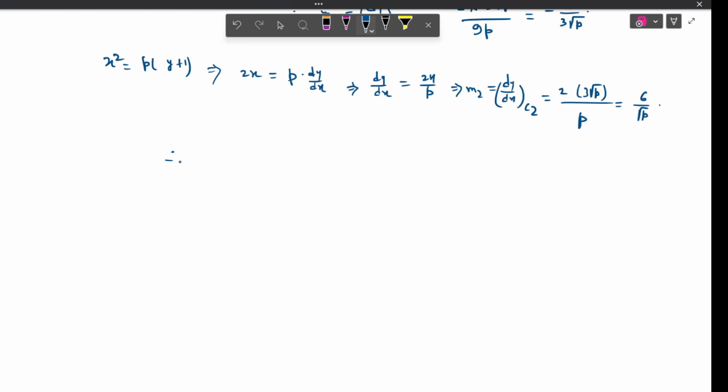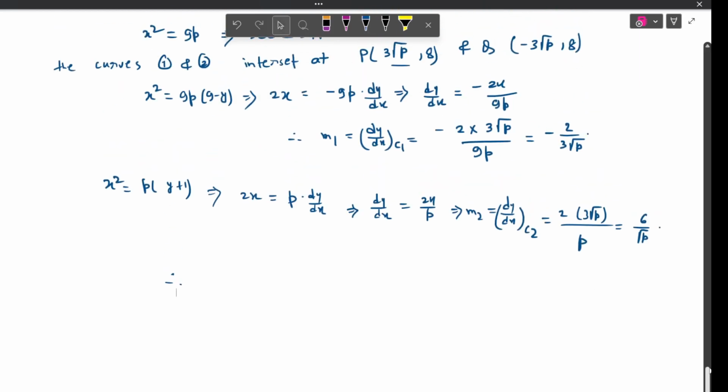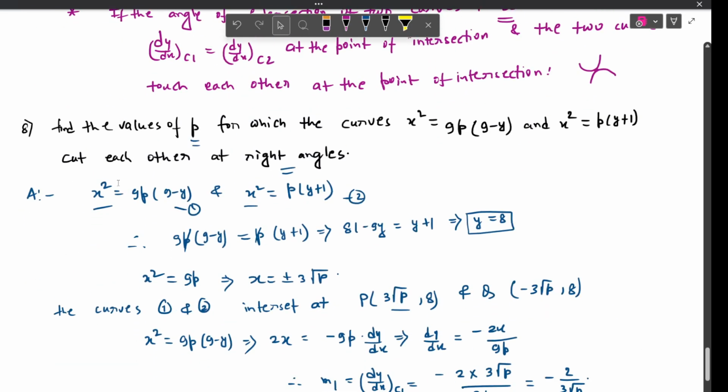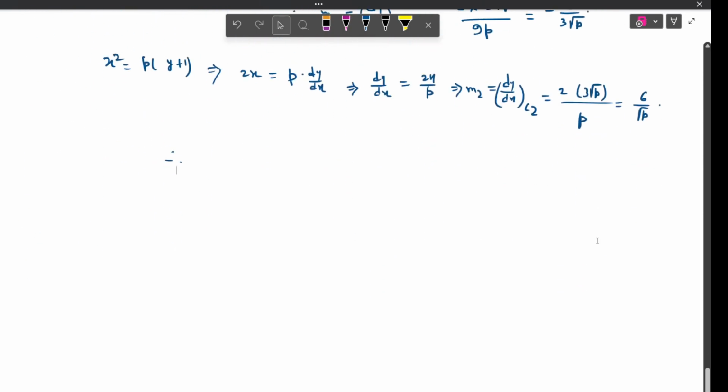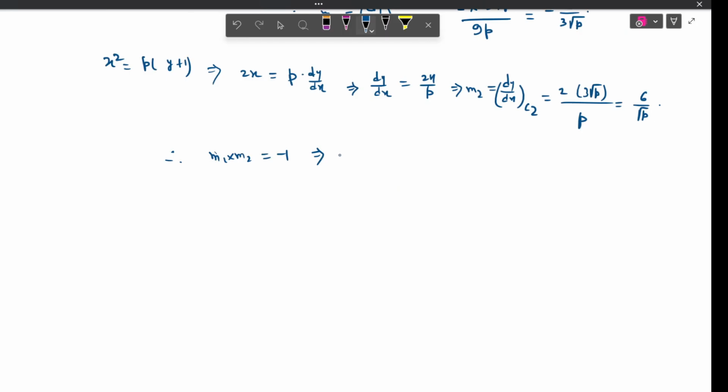Okay, now this is 6 by root p and this is minus 2 by 3 root p, but in the question it is given that they should intersect at right angle. That means m1 into m2 is minus 1. That means minus 2 by 3 root p into 6 by root p should be minus 1. Root p into root p is p, and 3 and 2 minus 4, 4. So p would be 4.